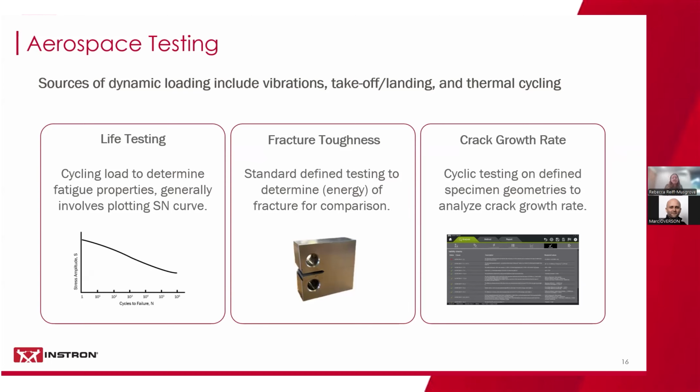Test types we see here, again, we're going to see life testing, that typical fatigue test, that we still want to have a materials database in aerospace so that we know what materials to use in our plane and plot the SN curve. But then we get to some more speciality tests that we mainly see in aerospace, and those are fracture toughness and crack growth rate. So fracture toughness is standard defined testing to determine often the energy of fracture for comparative reasons. And crack growth rate testing, as the name suggests, is cyclic testing to analyze the crack growth rate.